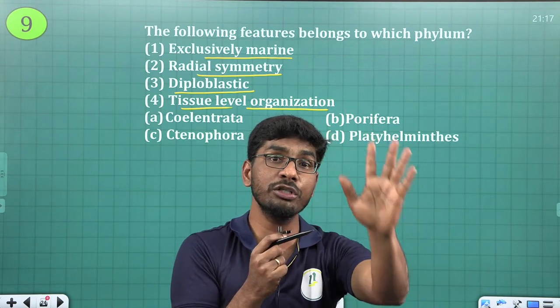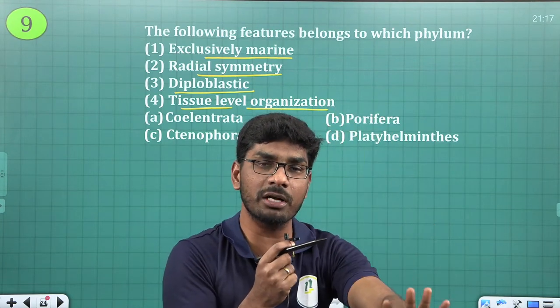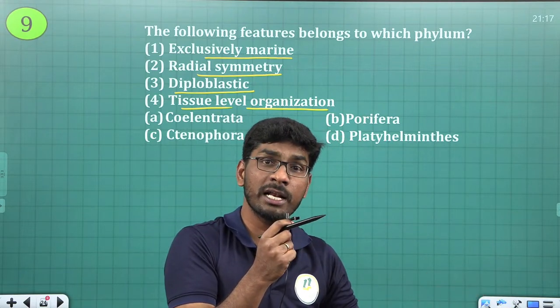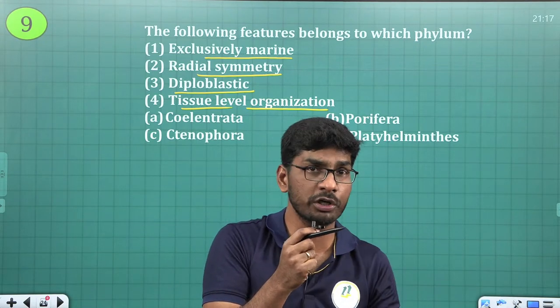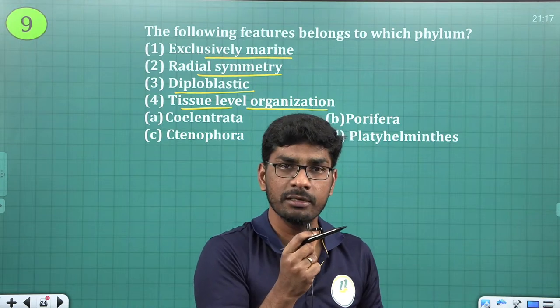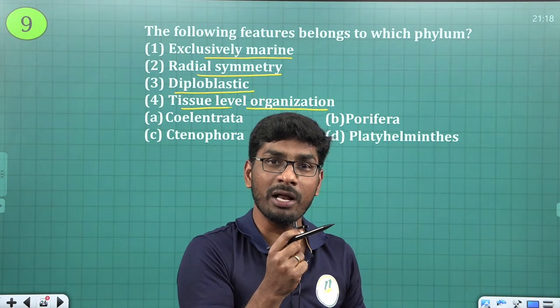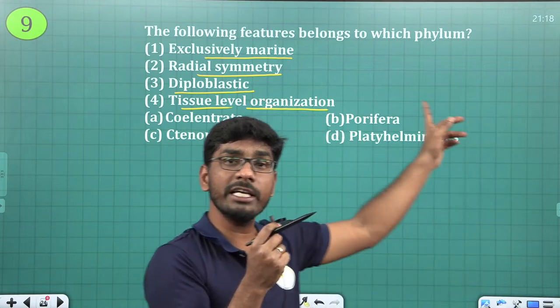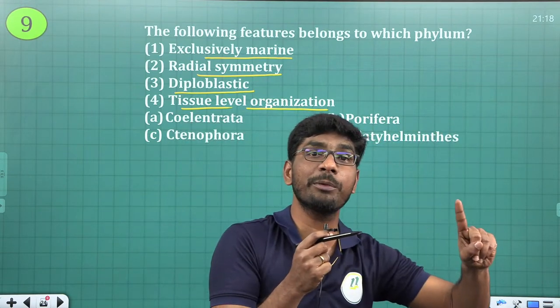Ctenophorans only show sexual reproduction. But Coelenterata are mostly marine, and there are freshwater ones also, like Hydra. They don't have comb plates. You understand my point? And they show both sexual and asexual reproduction, both polyp and medusa, as we discussed. But in Ctenophora, only sexual reproduction is there.